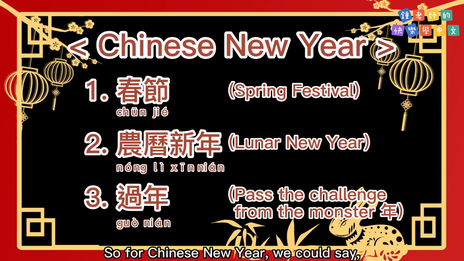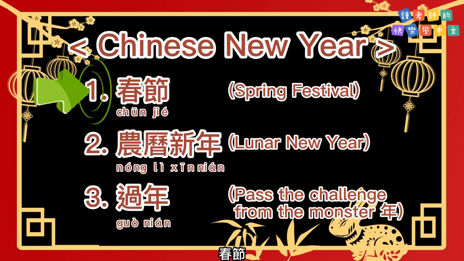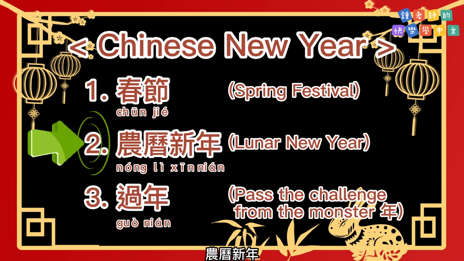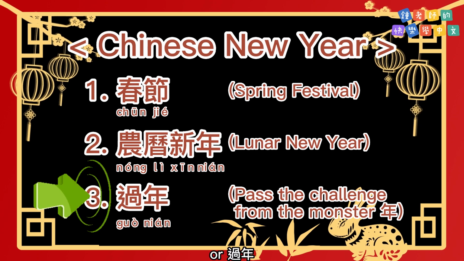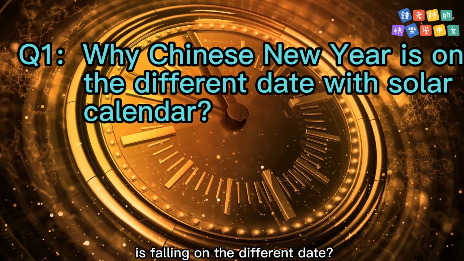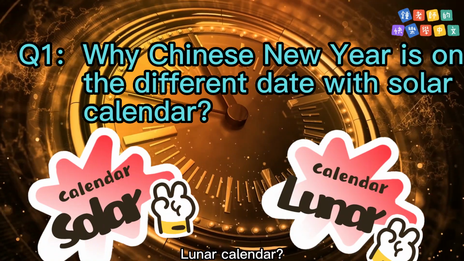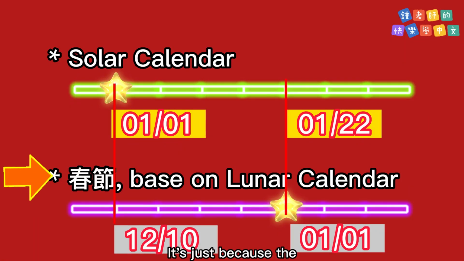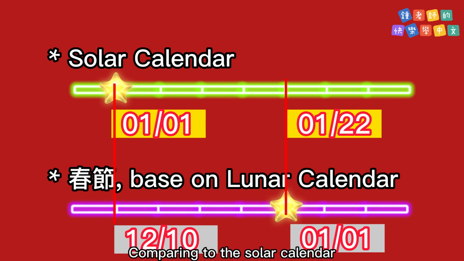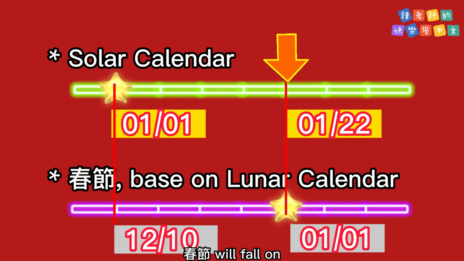So for Chinese New Year, we could say 春节, 农历新年, or 过年. You know why Chinese New Year is falling on different dates? Lunar calendar? Yes. It's just because the 春节 is based on the lunar calendar. Compared to the solar calendar that most people are using, 春节 is usually 20 to 30 days later. This year, 春节 will fall on January 22nd.